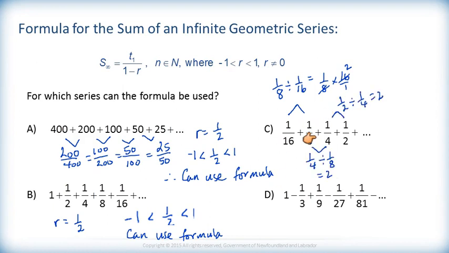If you check the other ratios as I've done, yes, it works out to be 2, but -1 is not less than 2 and less than 1. So therefore, that's false. We cannot use the formula.